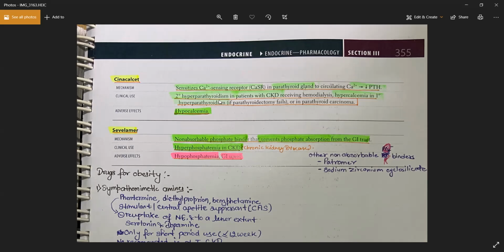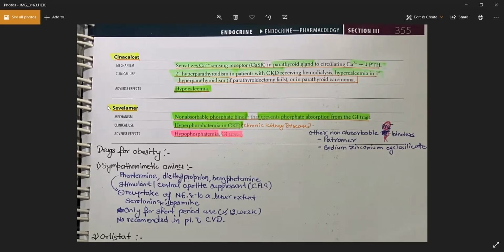So it could be very useful for secondary hyperparathyroidism, especially in patients with chronic kidney disease who are receiving hemodialysis. It is useful for the hypercalcemia in primary hyperparathyroidism also. It is also useful in patients with hypocalciuric hypercalcemia. Adverse effects include hypocalcemia.